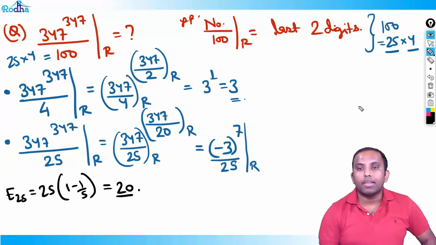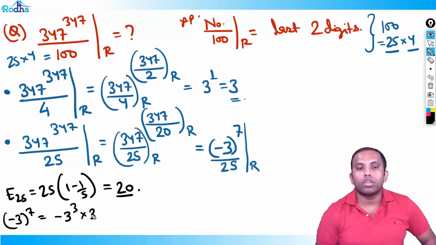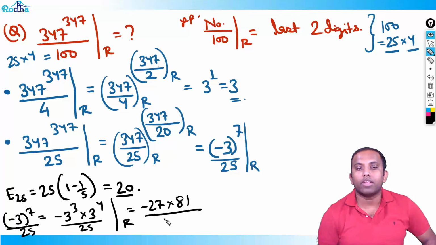Minus 3 raised to 7 can be written as, I know that 3 cube is 27 and 3 raised to 4 is 81. So quite easily you can do minus of 3 cube into 3 raised to 4. This divided by 25, the remainder we are searching for. So minus 27 into 81 by 25. Quite easy now. 81 by 25, the remainder is 6, and 27 by 25 the remainder is 2.